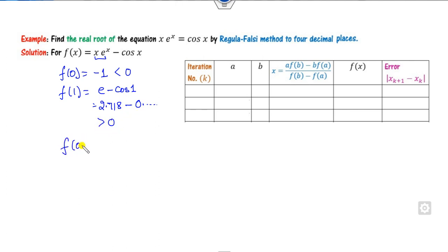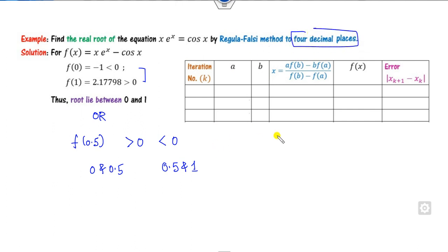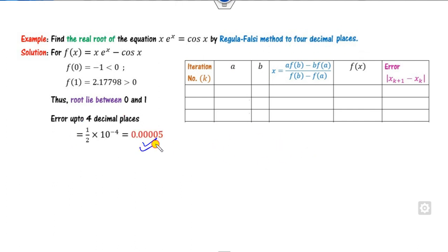Or you can check in between them. You can see 0.5 and so on. You can check here, or you can check 0.5 as well. If it is greater than 0, then you can find the root between 0 and 0.5. If it is less than 0, then you can take the root lies between 0.5 and 1, so that you will get a smaller number of iterations. Now again the 4 decimal places are there, so your error will be this one.